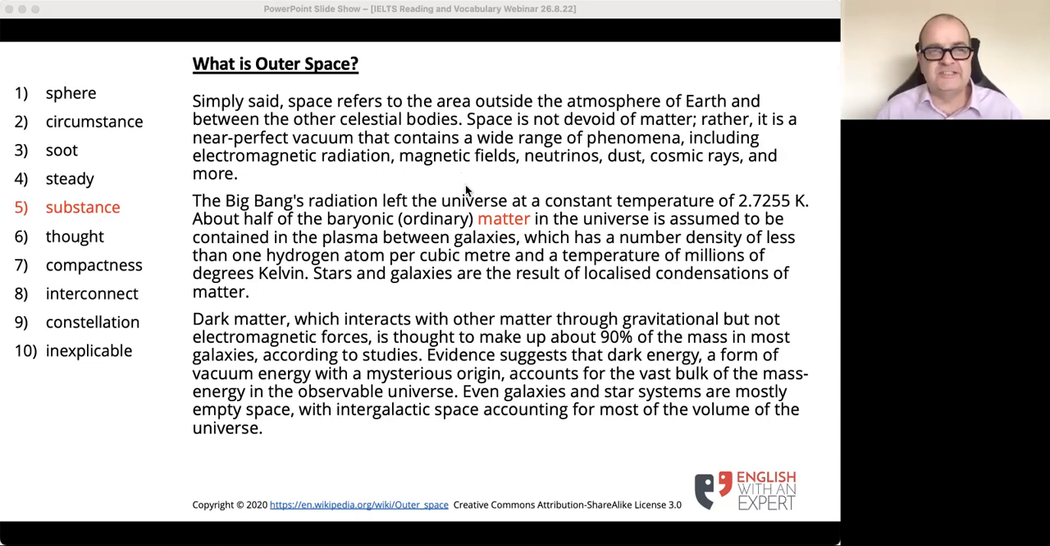Let's go to number 6. Maybe a little bit easier. Number 6, the word thought. This is a good word you can use in many task 2 essays or many speaking tests as well. The word thought. What is a synonym of the word thought? Remember, ignore this bit, go down here.